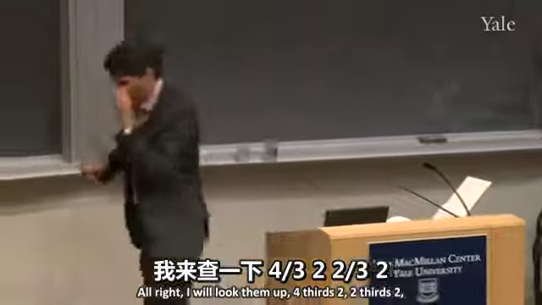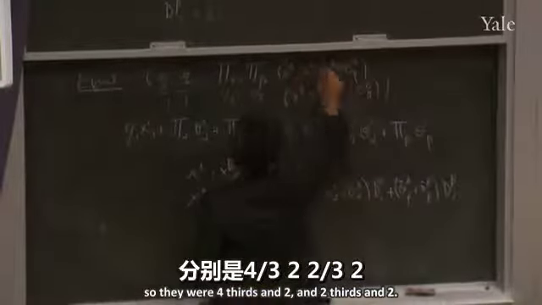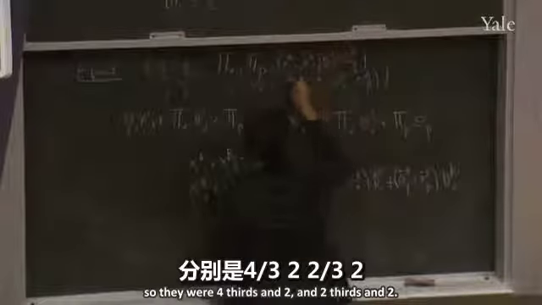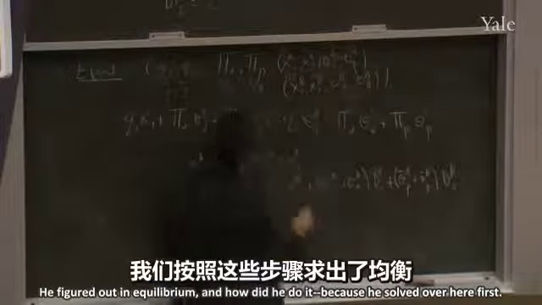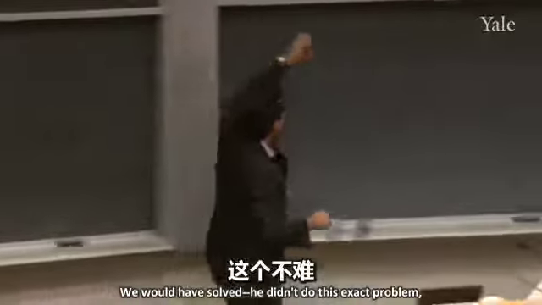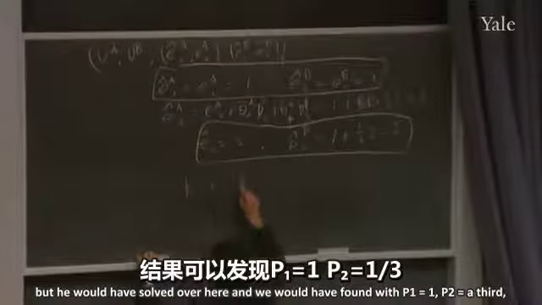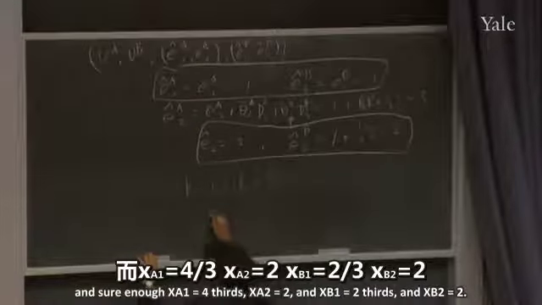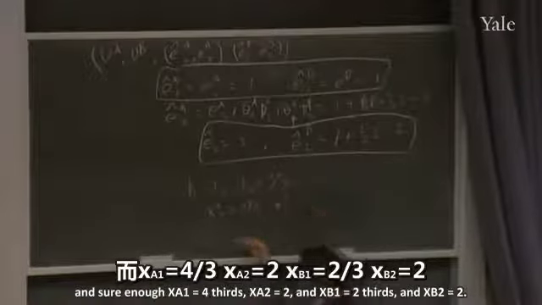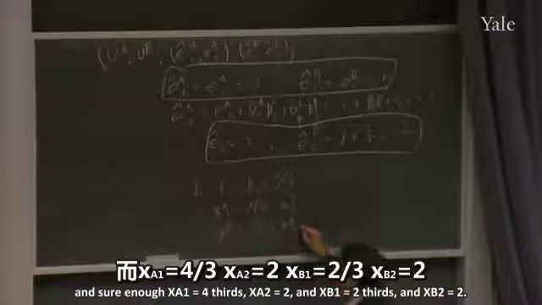Okay, so they were 4/3 and 2, and 2/3 and 2. Okay, so he figured out an equilibrium. And how did he do it? Because he solved over here first. He didn't do this exact problem, but he would have solved over here. And we would have found with P1 equal to 1, P2 equals 1/3. And sure enough, XA1 equals 4/3, XA2 equals 2, and XB1 equals 2/3, and XB2 equals 2.